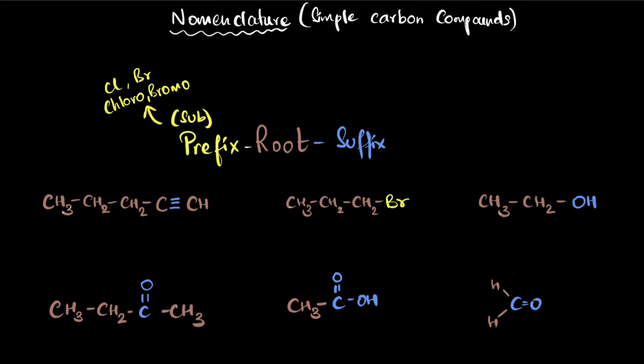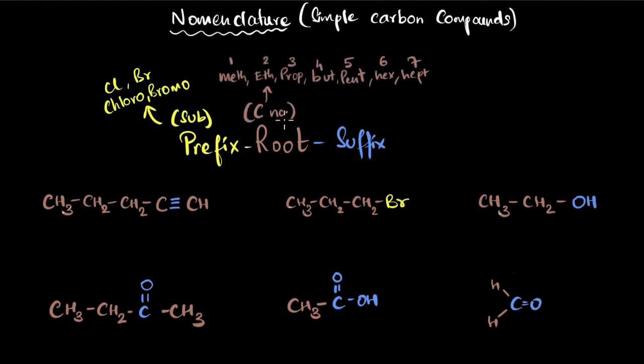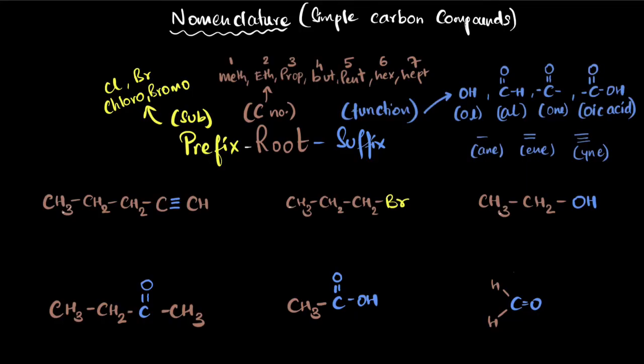Then you have the root word. That completely depends upon the number of carbon atoms that you have. If you have one, then you have meth. If you have two carbon atoms, you'll have eth, and so on and so forth. And finally, you have a suffix. How do you end the name? Well, it completely depends upon your functional group.